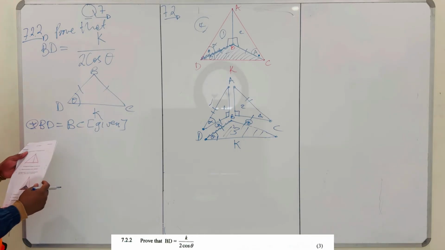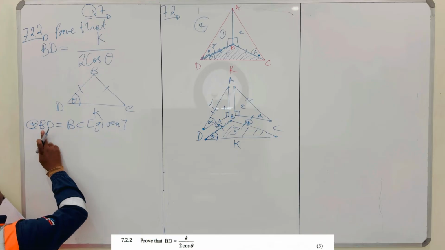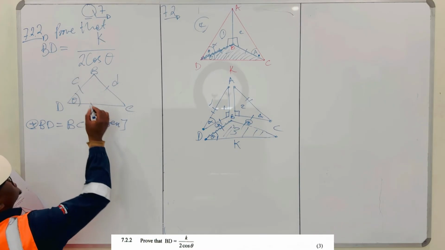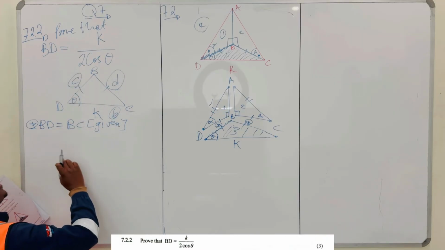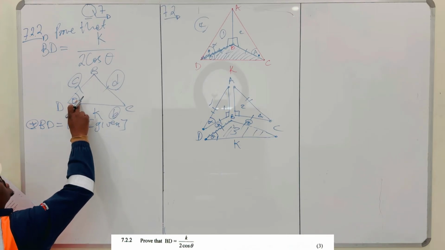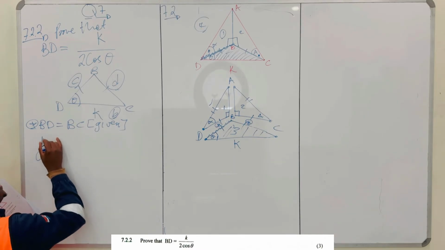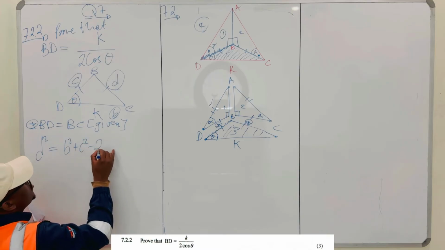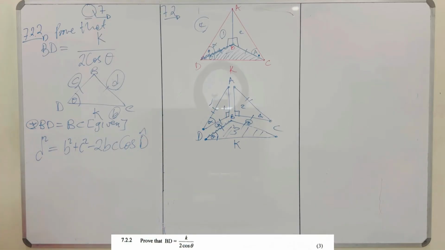Okay, we can try to use the cosine rule. So in the cosine rule, this is small d, this is small c, and this is small b. If you want to use your cosine rule, because we have this angle here, you express it in terms of that side there, d. So it will be d squared is equal to b squared plus c squared minus 2bc cosine of angle d. This is how it will look if you're using the cosine rule.